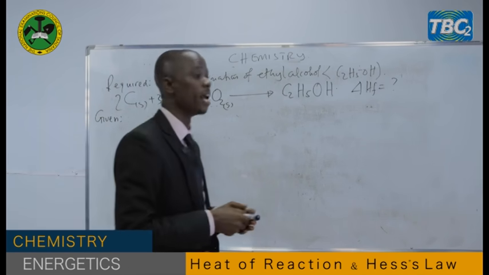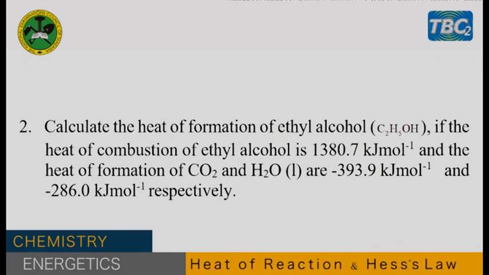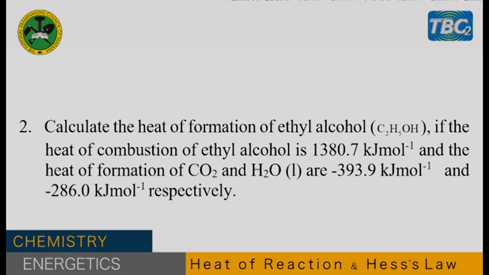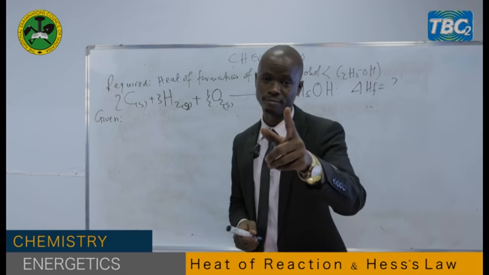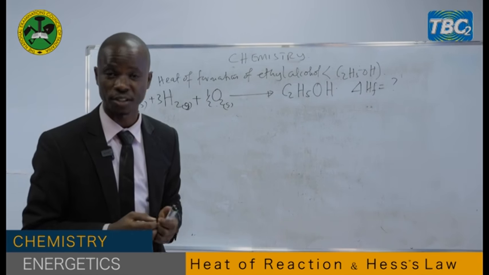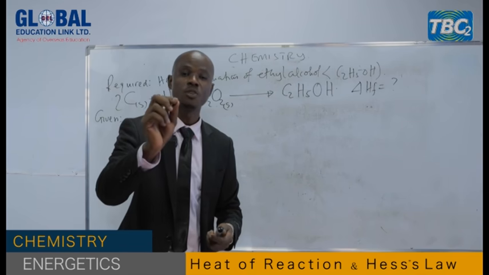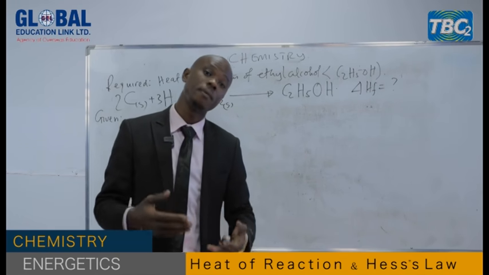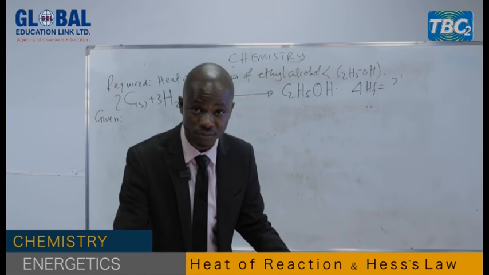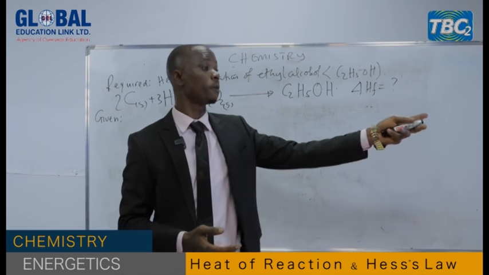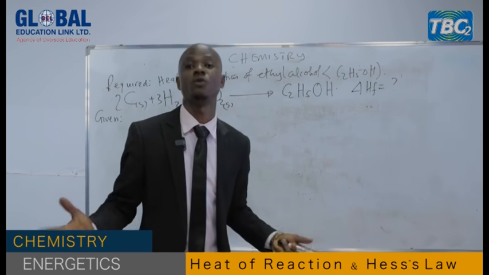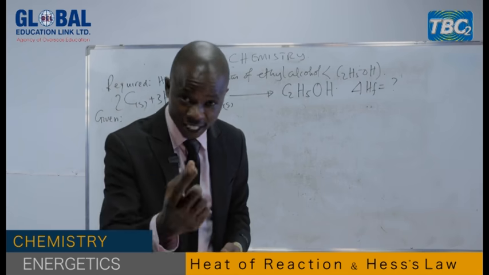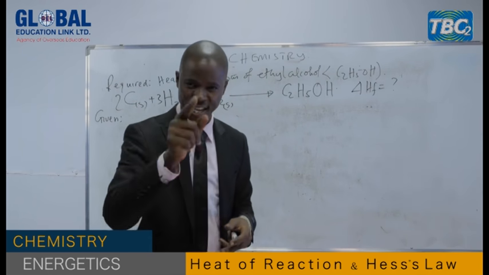What are we given? Number one, the heat of combustion of ethyl alcohol is 1,380.7 kilojoules per mole. My dear students, heat of combustion. What is heat of combustion? Sometimes you can be given data that are positive but actually are not positive, or given data that are negative but actually are not negative. So what do you have to do? For example, the heat of combustion. What is heat of combustion or enthalpy of combustion? Are you able to define it, my dear students? If I tell you right now to define the heat of combustion, can you define it?